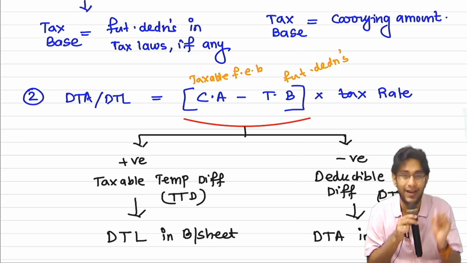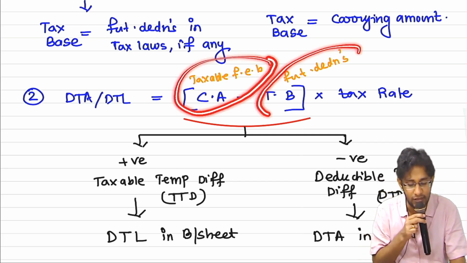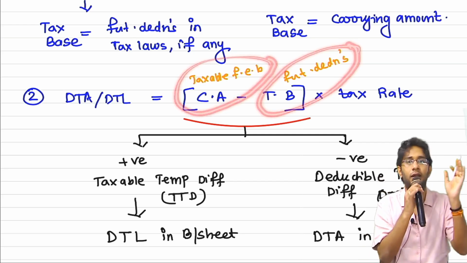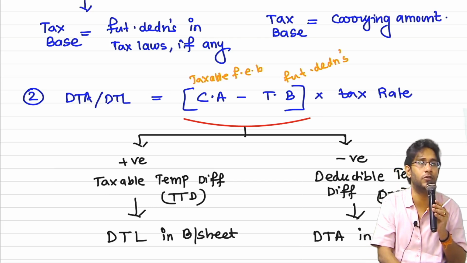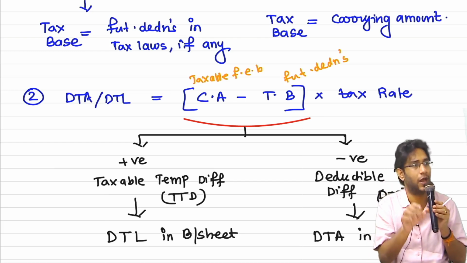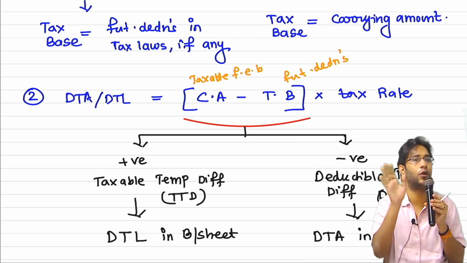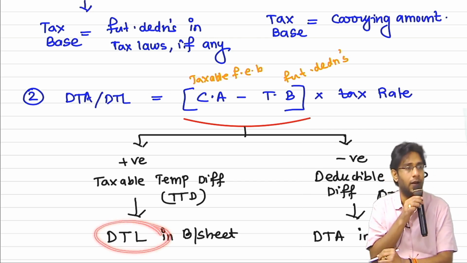First case. Tax base is equal to future deductions. Meaning, I will get some future economic benefits which are taxable. This is income. This is deductions. Income minus deductions. If the number is positive, what does it mean? Who is higher than who? Income is higher than deduction. So on a net basis, you will have income only. In future, you are going to pay tax. Therefore, today you should create a DTL.